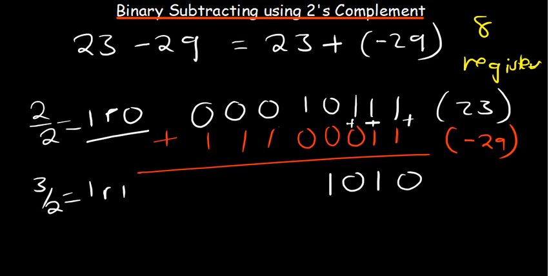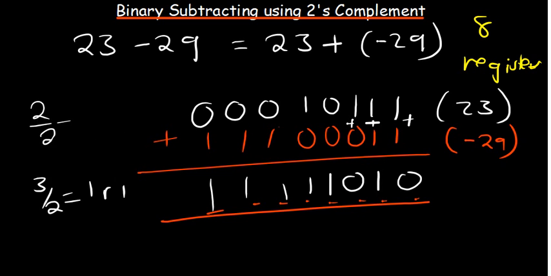0 plus 0 is 0, plus a 1 gives us a 1. Then we have 1 plus 0 is a 1. 1, 1, 1. How many numbers should there be? Should be 8. So 1, 2, 3, 4, 5, 6, 7, 8. So this is our 8 register result.